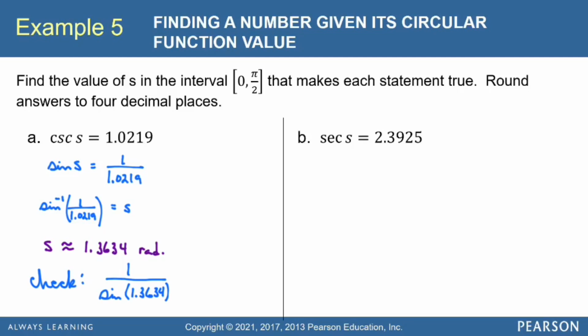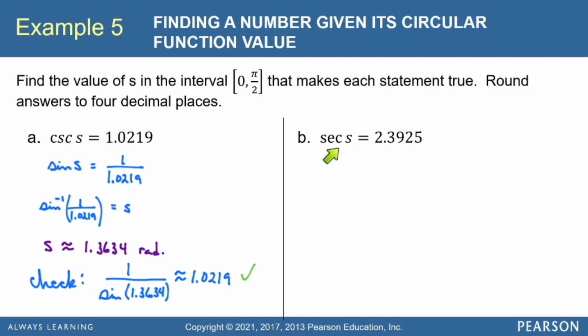It won't be exact because we did do some rounding here, but it should be very close. And the number I got was 1.0218989 and so on. If you round that off to 4 decimal places, it does round to approximately 1.0219. And so that value checks out. And now let's look at part B.